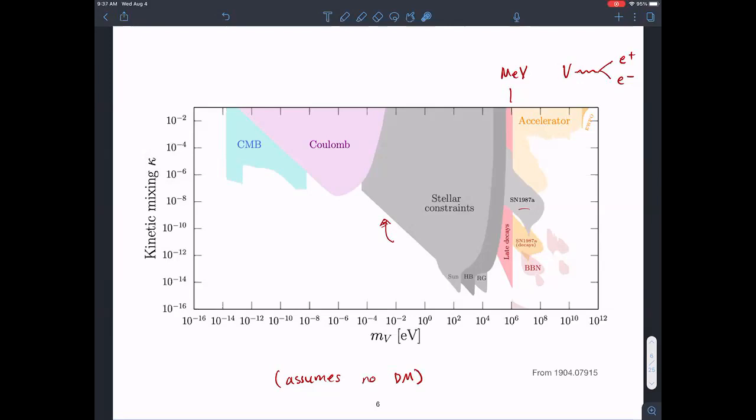I have a couple of questions. First, why does BBN give you this sort of island constraints? And the second one would be if you can explain this test of the Coulomb force constraint on the dark photon, because I never understood that.